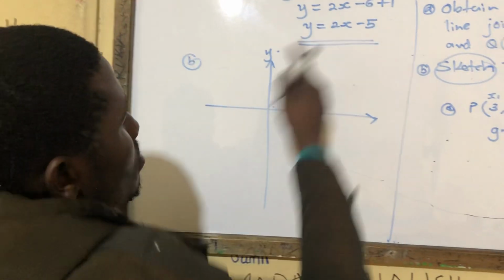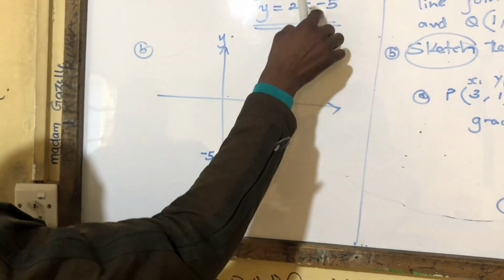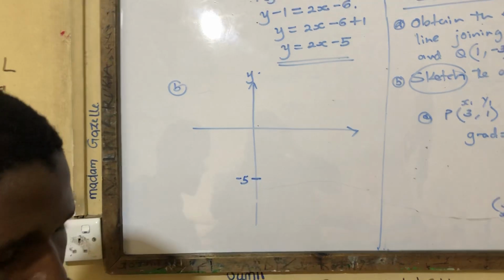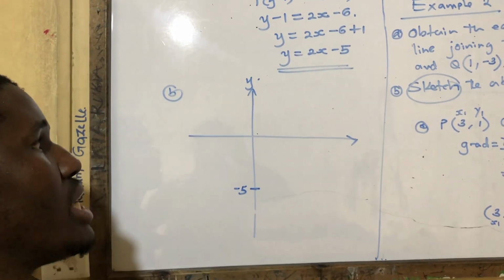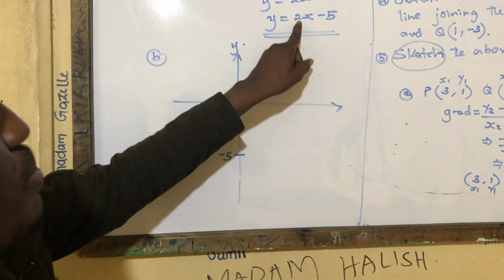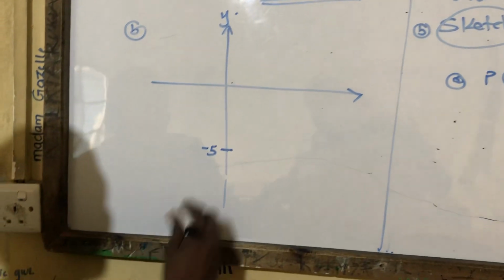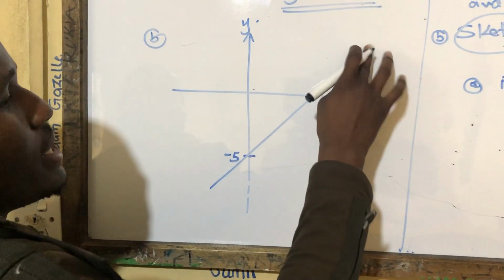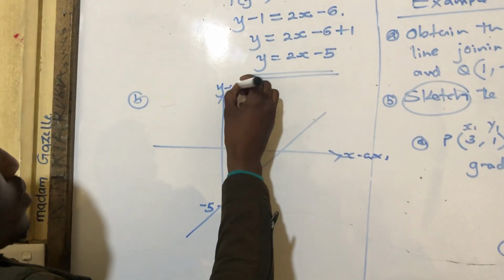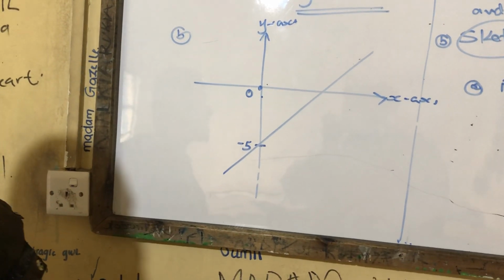So what does this y-intercept communicate to us? The line is expected to cut the y-axis at -5. What does the gradient 2 communicate? The gradient 2 communicates the direction of slope. Whenever a gradient is positive, it communicates that a line is sloping upwards. So that is how the line is expected to look. This will be our x-axis. We've got the y-axis. And avoid putting too much information in a sketch.